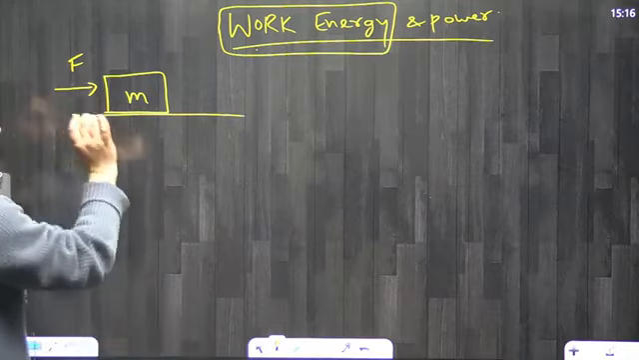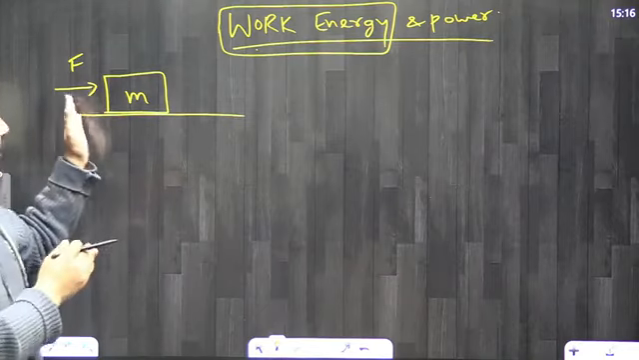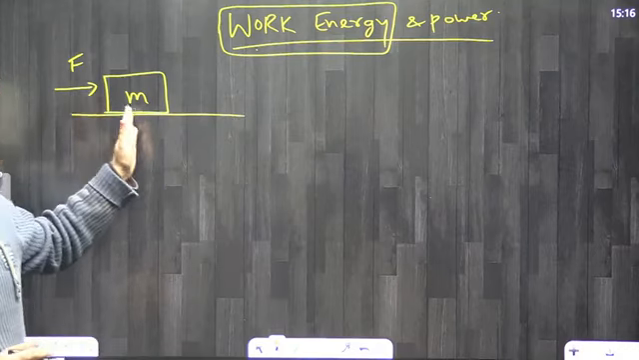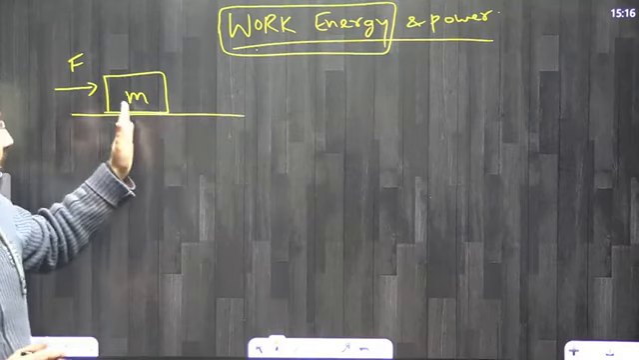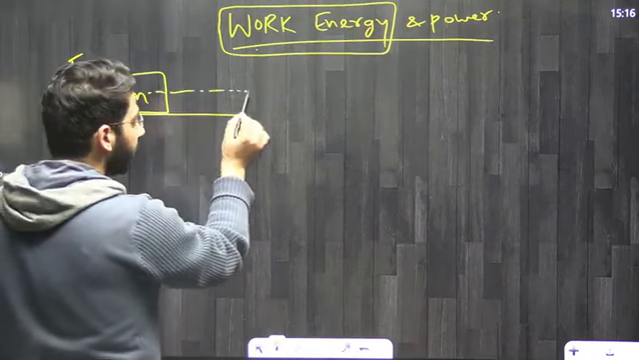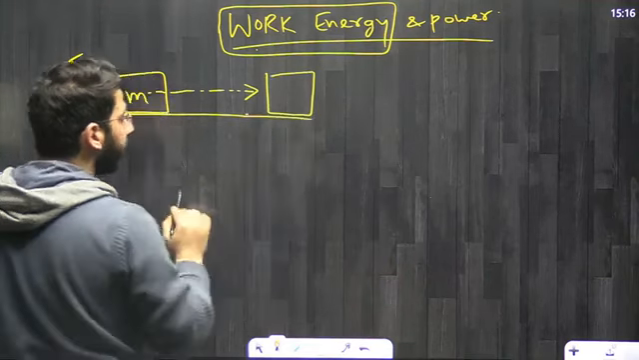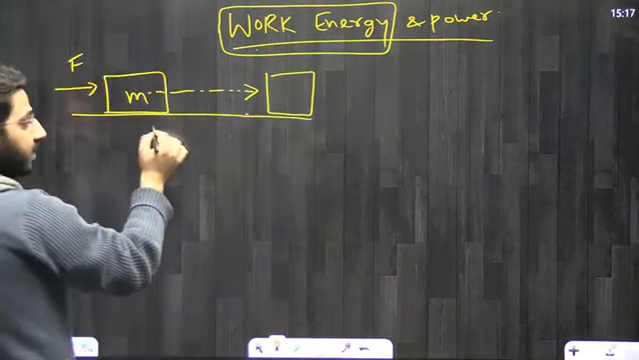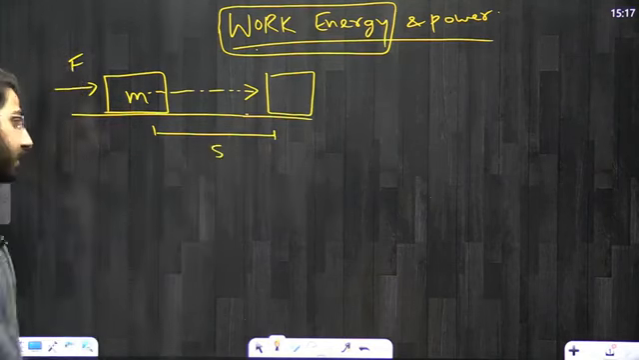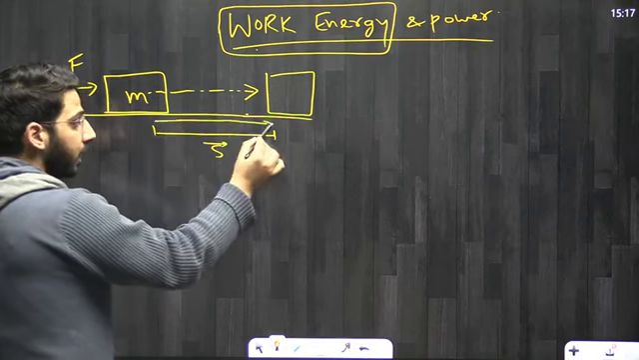Now, the simplest case is that the force is constant and it is in the same direction as the displacement, because you can clearly see that this force will produce acceleration in this mass and the mass will get displaced. Suppose this mass gets displaced in the forward direction and reaches here after some time, and let's suppose this displacement is S, directed from the initial position to the final position.